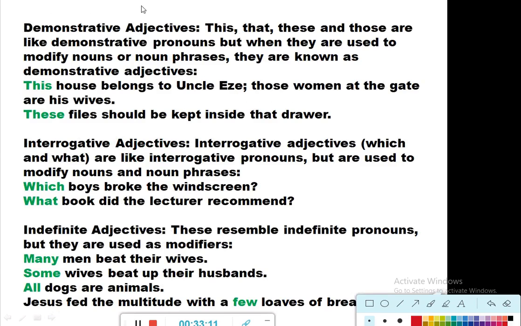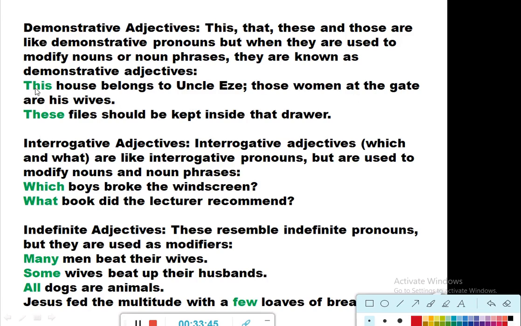Then we have other types of adjectives. Demonstrative adjectives. For example, this, that, these, and those. They are like demonstrative pronouns, but when they are used to modify nouns or noun phrases, they are known as demonstrative adjectives when they come before a noun. For example, this house belongs to Uncle Eze. Those women at the gate are his wives.